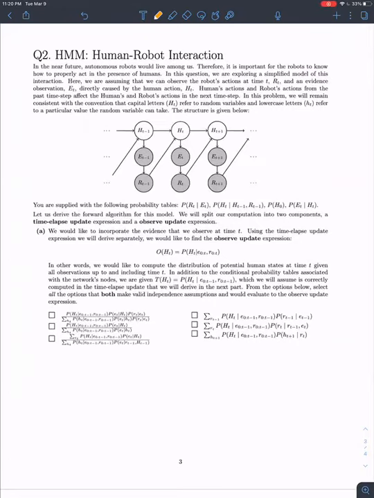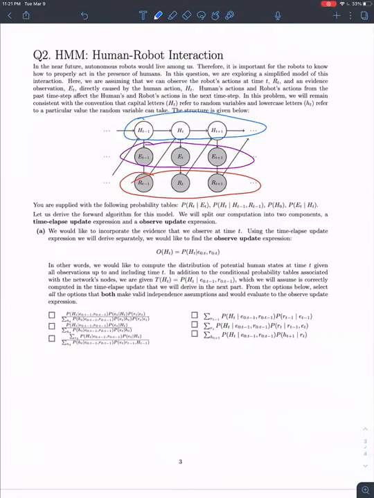So in the near future, autonomous robots would live among us. Therefore, it's important for the robots to know how to properly act in the presence of humans. Darn right. In this question, we're exploring a simplified model of this interaction. So we observe the robot's actions at time t, which is big RT. So that's these variables. And we also have an evidence observation. So we're kind of thinking from the robot's perspective. So the robot chooses actions R, given evidence. So what the robot can see of the human action, which is here at the top. So the human action is unobserved to the robot.